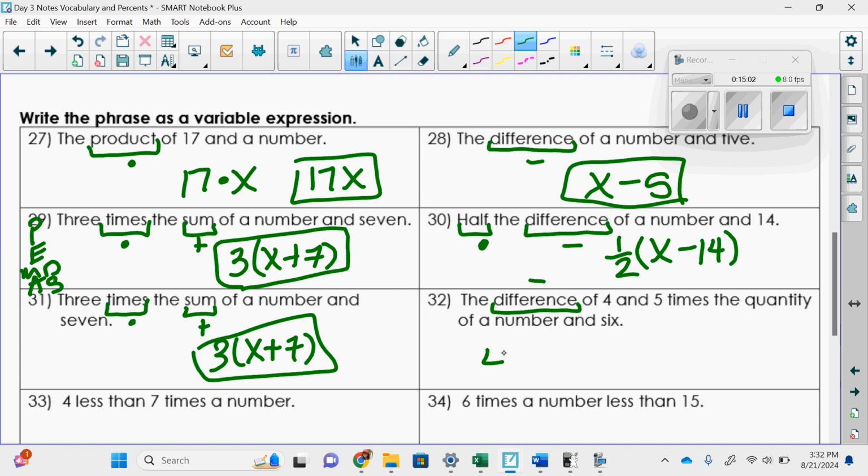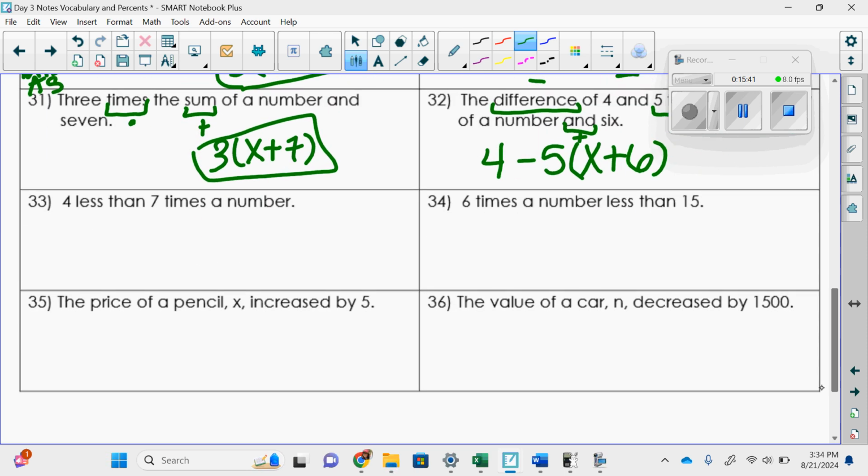4, so I'm subtracting 4, and 5 times the quantity of a number and 6. So we have 5 times the quantity, that means parentheses, of a number and 6. So and is going to mean addition in this situation. So we have the difference, we're subtracting, of 4 and 5 times, so we're multiplying the quantity, that means parentheses, of a number and 6.